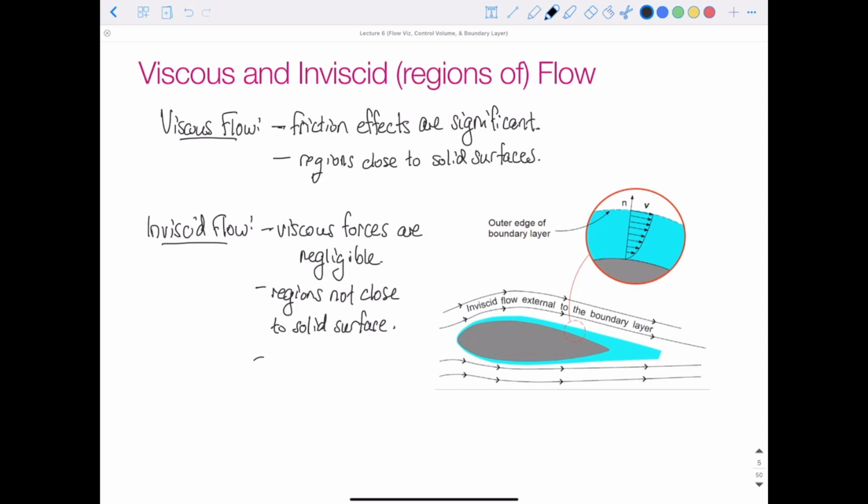So that region outside of our boundary layer would be an inviscid type flow. So here we could say is inviscid, and in here, viscous. So for inviscid flow, I'll just write a third point, it tends to be found when we have uniform flow, and then viscous would be non-uniform.